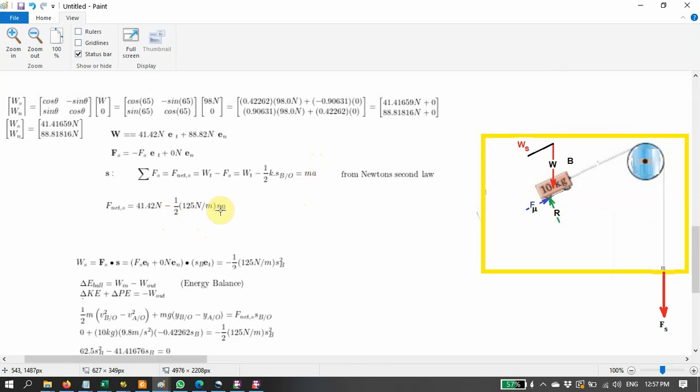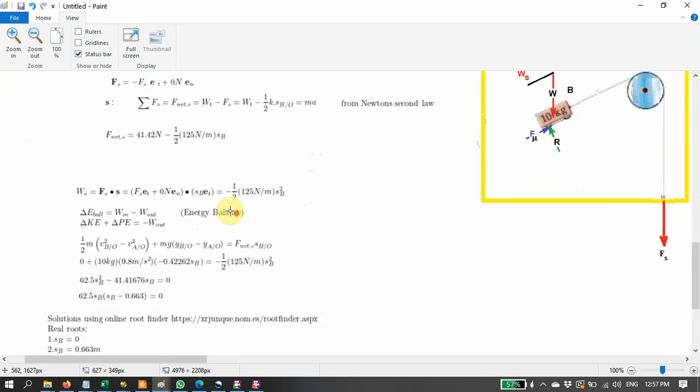So you can solve it not only using Newton's law, but you can also solve using the energy equation. But this one we're going to solve using the energy method. So this is the work in the S coordinate system. So we have the net force. This one is a workout when we want to use energy balance. I'm going to use energy balance, and I leave it to you to use the work-energy method.